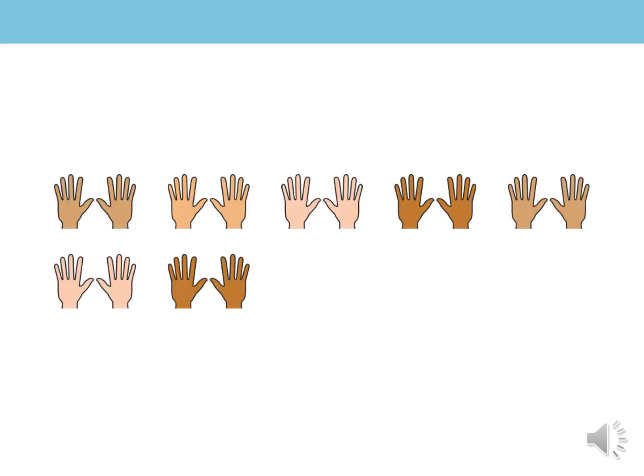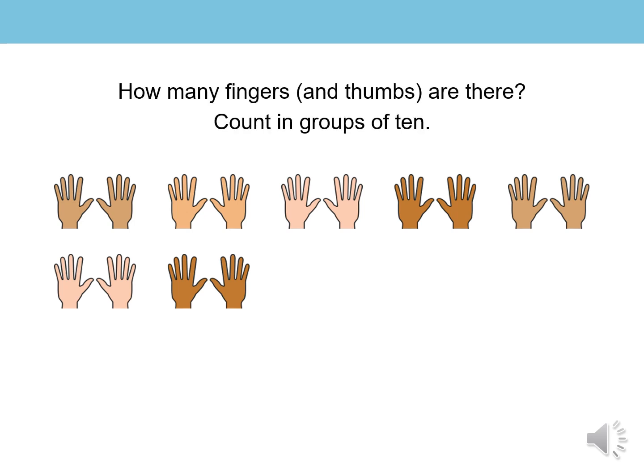We've got our hands again today. Yesterday when we were counting in fives, we just had one hand because there were 5 fingers. But now we're counting in tens, so we need 2 hands. We need a pair of hands. So how many fingers and thumbs are there? 10, 20, 30, 40, 50, 60, 70. There are 70 fingers in total.